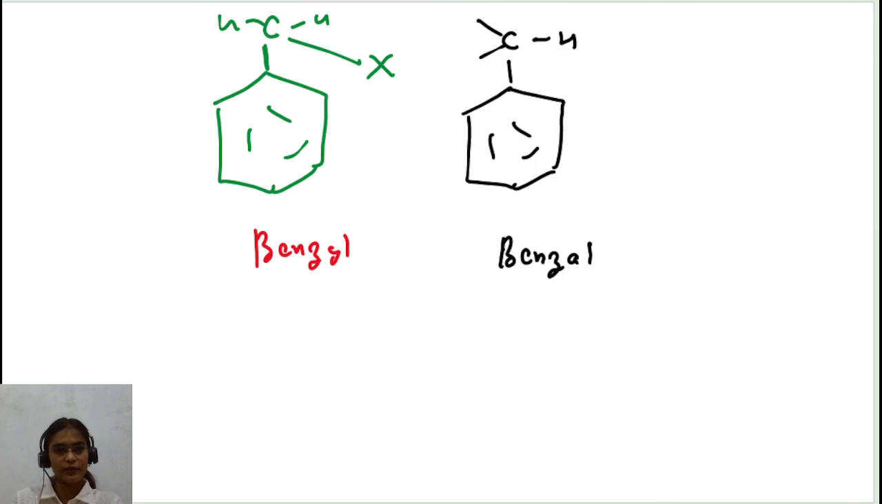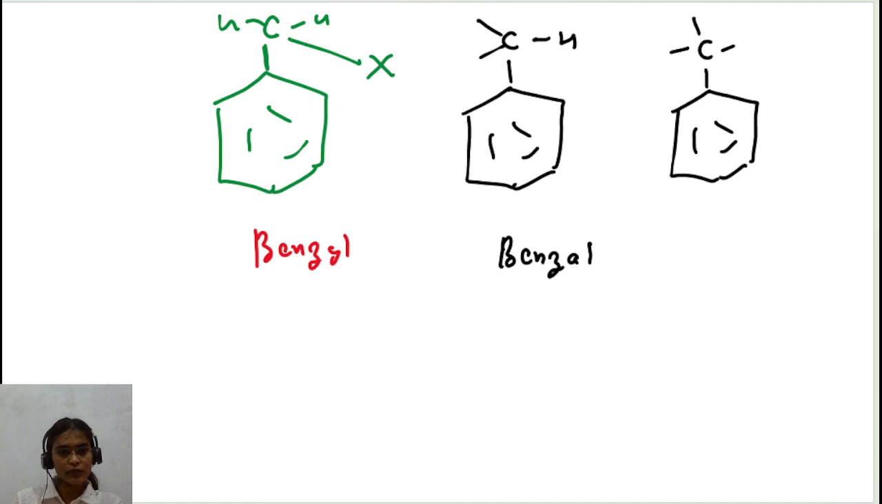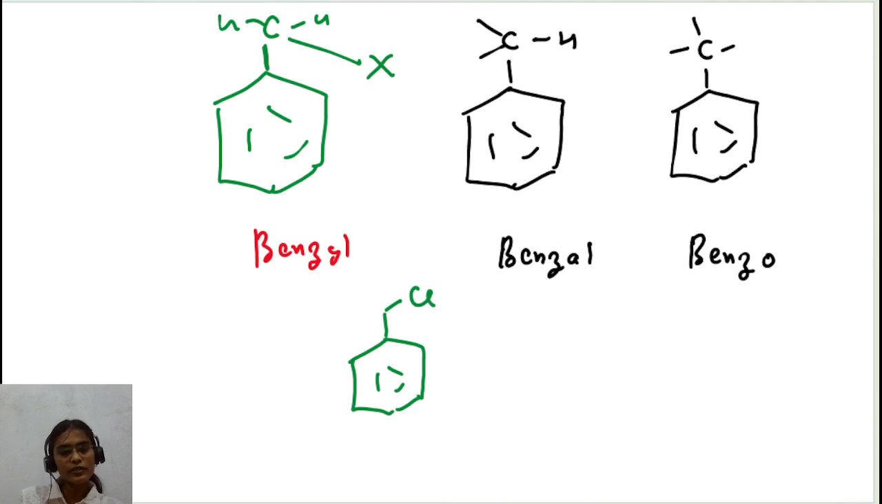Next, if I have a benzene connected with a carbon where all three are substituents, it's going to be the benzo. You want justification, so let me give you an example. If this is connected with chlorine, the name is going to be benzyl chloride. What is the meaning of this? The carbon is connected with two hydrogens here, so that's why the name is benzyl chloride.